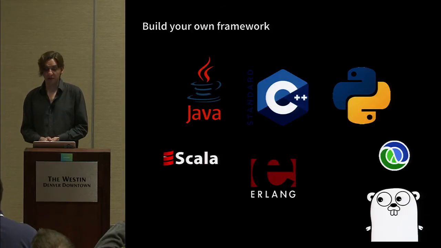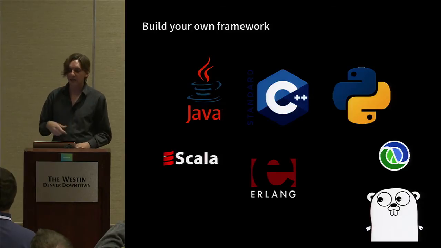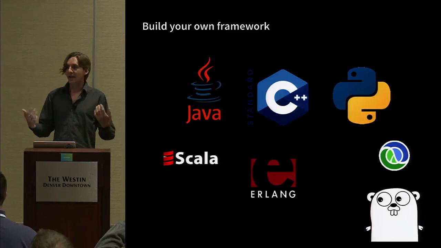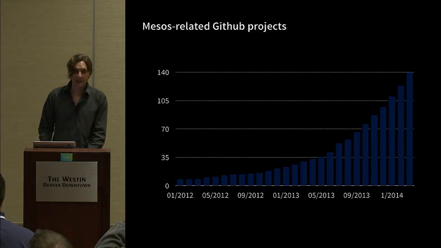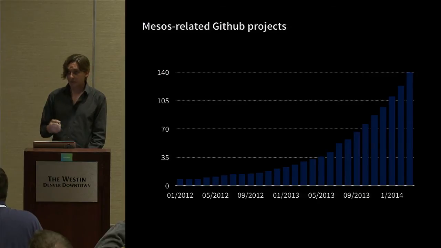For everything else, build your own service. Build your own framework. We have framework APIs in C++, Java, Python, Scala, Erlang, Clojure, Go, and anything else that can be taught to speak protobufs. And you can see the number of Mesos-related projects on GitHub is steadily growing. And the next one could be yours.